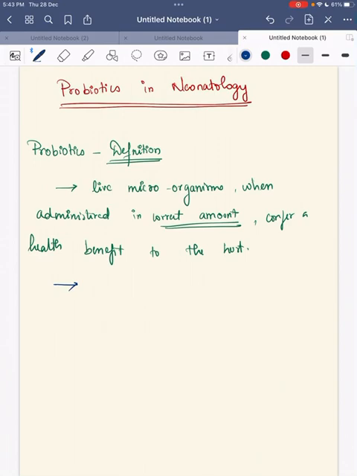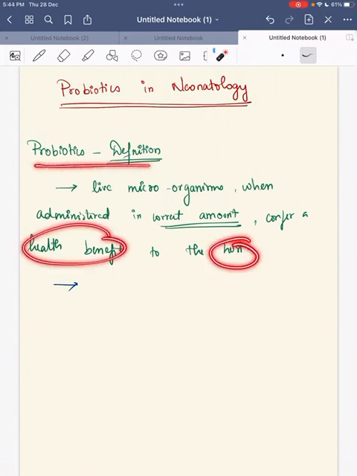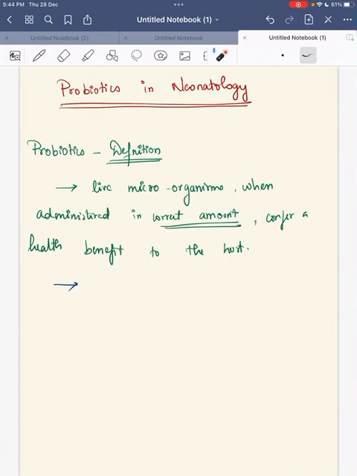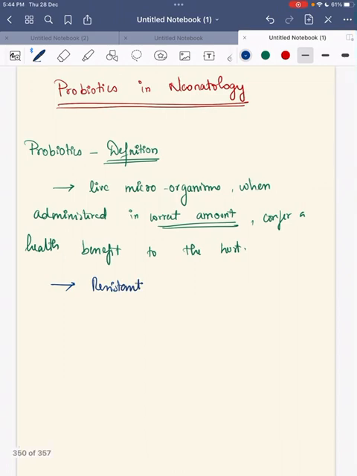Starting with the definition, a probiotic is a live microorganism which, when administered in the correct dosage, confers a health benefit to the host. They are resistant to gastric pH, or gastric acid, so they can enter the small intestine and even the large intestine and confer health benefit to the child or neonate.